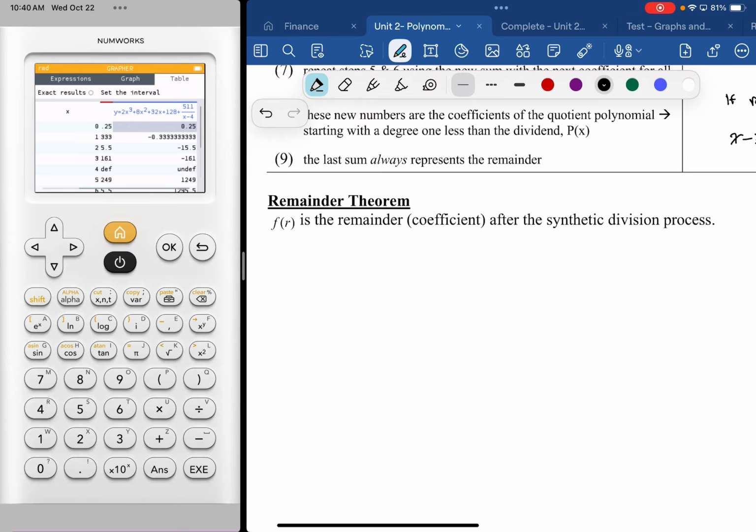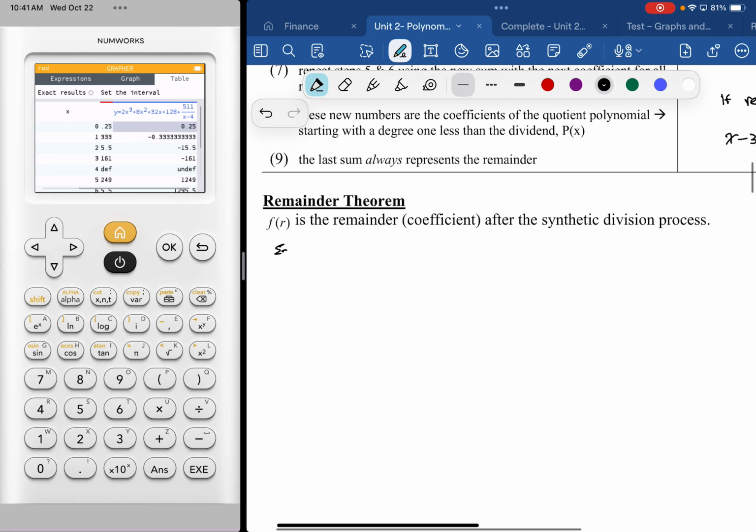So the remainder theorem is saying that if you wanted to find f of r, and you run through the synthetic division process, whatever the remainder is will be the result of f of r. So I'll write an example here because I forgot to include one. If f of x is equal, let's say, 3x to the 9th plus x to the 4th minus x plus 2. It doesn't matter.